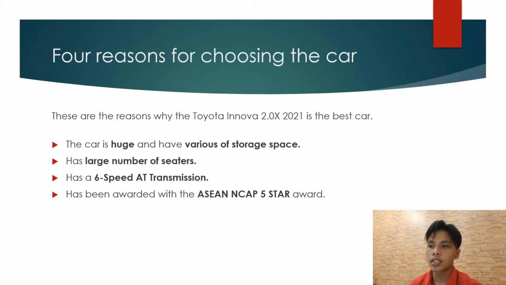Secondly, the car has a large number of seats that can help to maximize the passenger capacity for his employees to go for business affairs. Thirdly, the car has a 6-speed AT transmission to maintain and maximize the speed of the car while carrying loads of furniture and a high number of passengers.